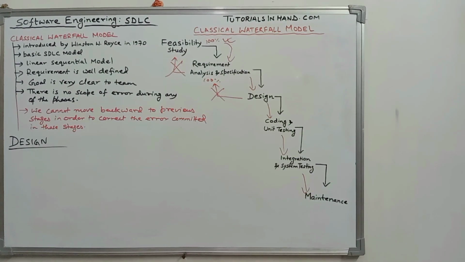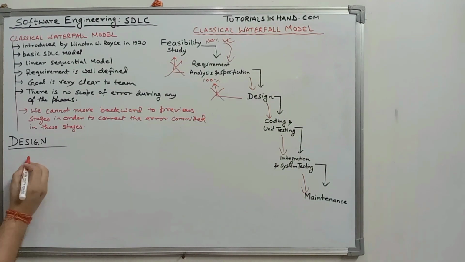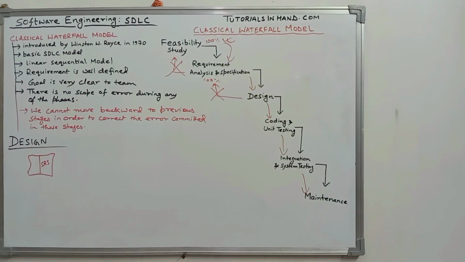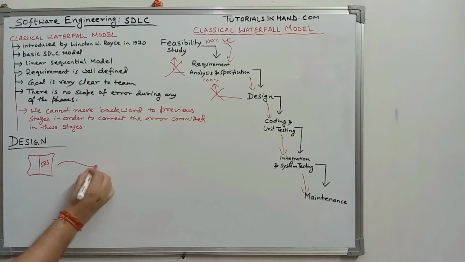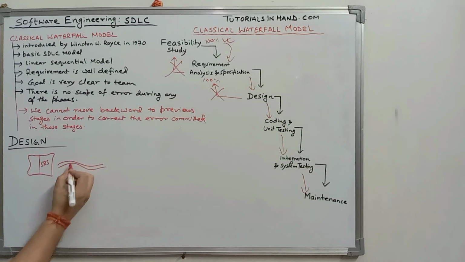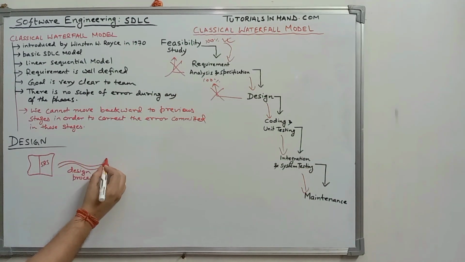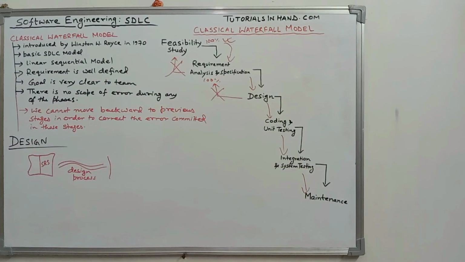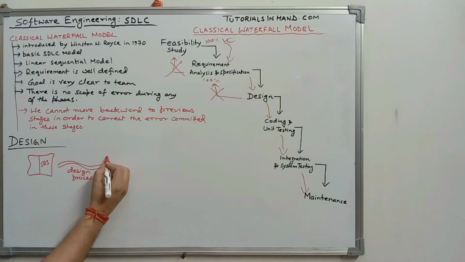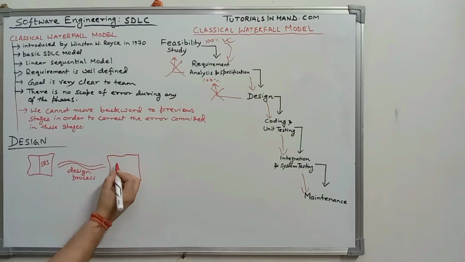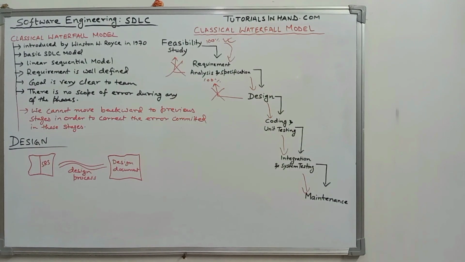Now during the design phase, the SRS document that we prepared in the previous phase goes through a series of design processes to be converted into what? In the form of a design document. So the SRS document is finally used to produce what? A design document.